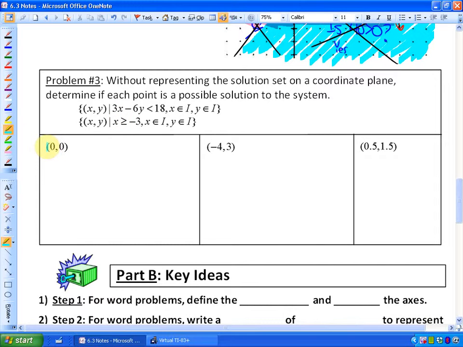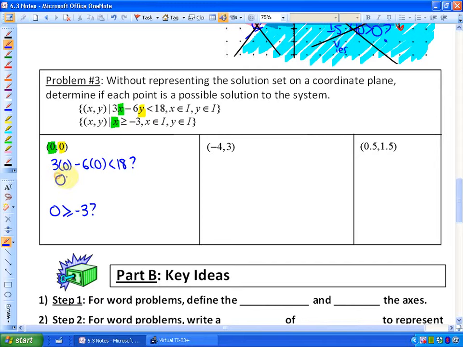Without doing that, what you could do is you take the coordinates, so in this point, the coordinate 0, 0, and we substitute it. Substitute 0 in for x, and for y we substitute in 0 as well, and we see if it meets both linear inequalities here. So we're seeing if is 3 times 0 minus 6 times 0 less than 18, and is 0 greater than or equal to negative 3. So substituting into both inequalities. If the answer to both of the inequalities is yes, then that point 0, 0 is in the solution region.